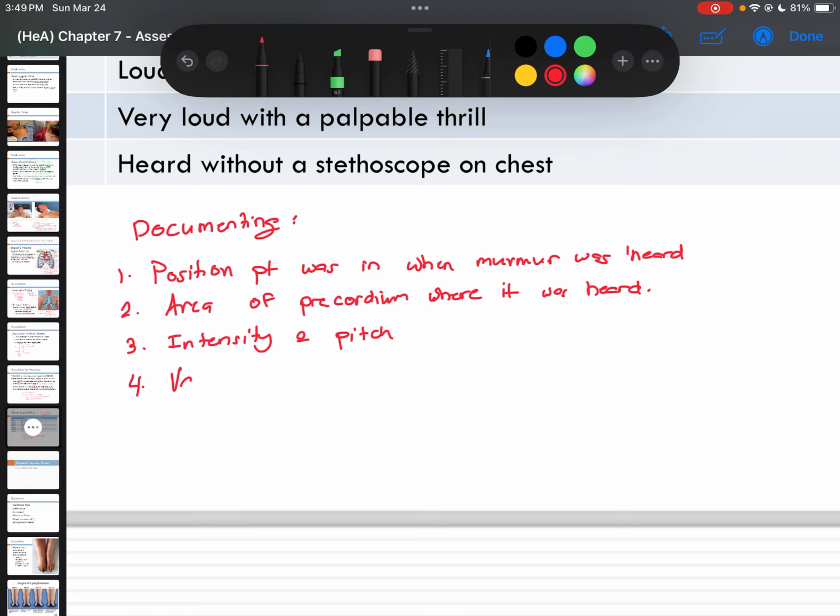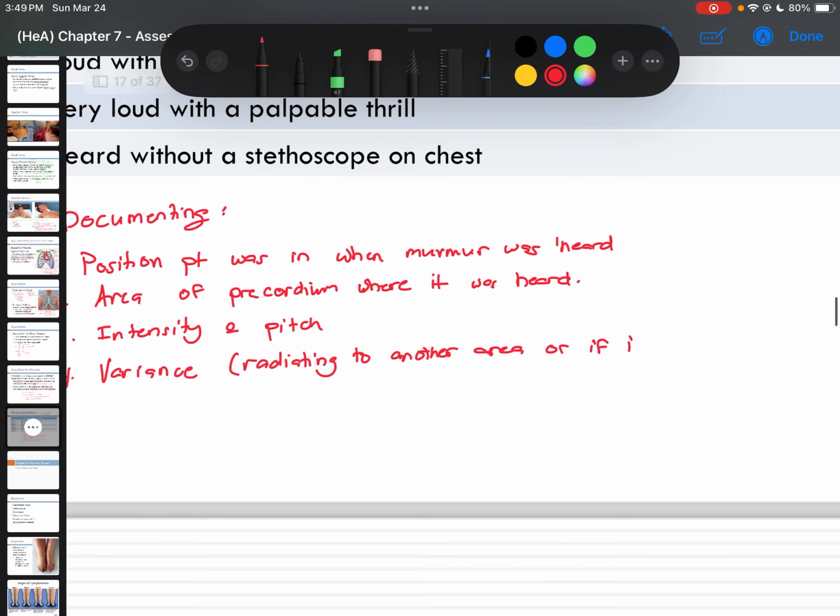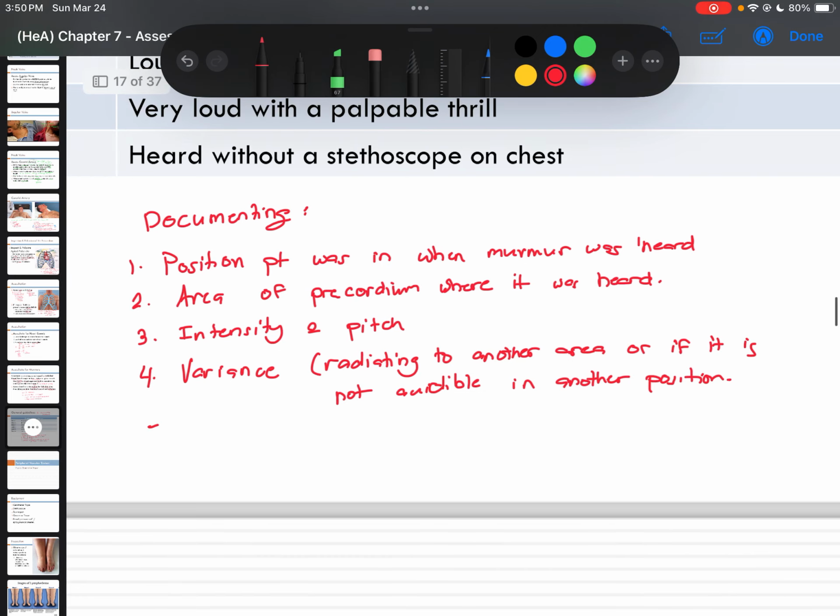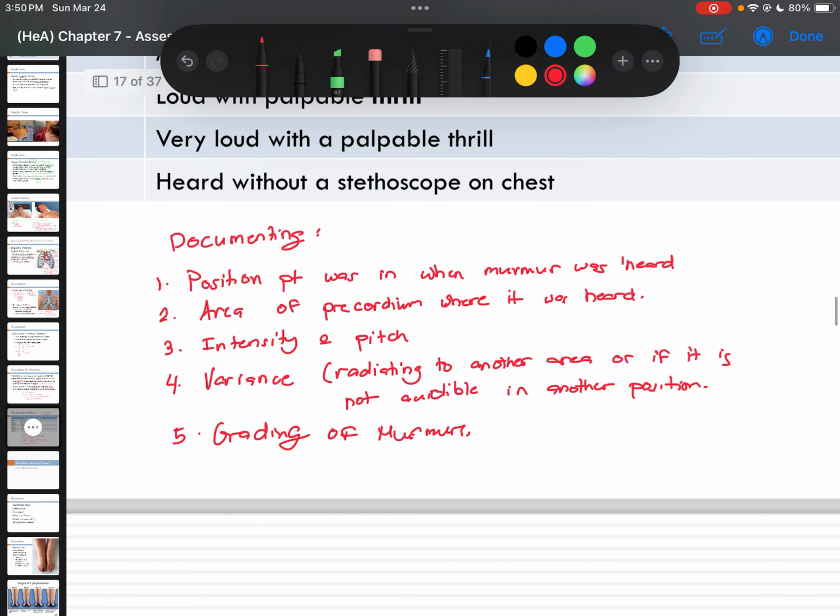Number 4, class, is if there is variance. When we say variance, what we mean is if it is radiating to another area, or if it is not audible in another position. And lastly, class, very important, is the grading of murmurs.